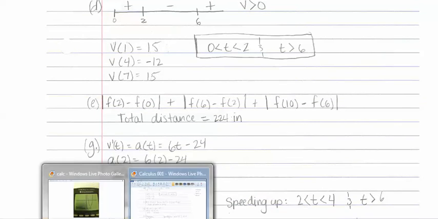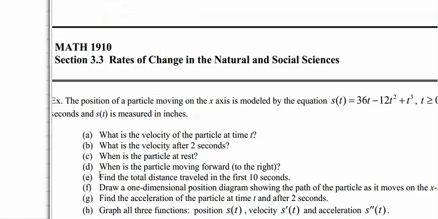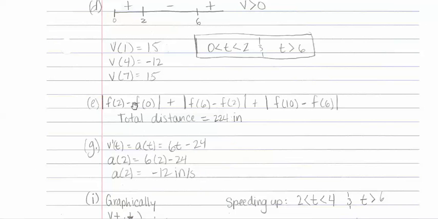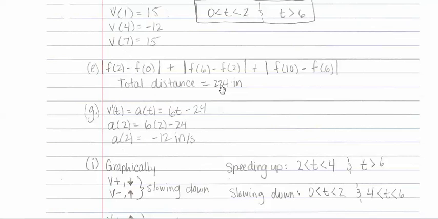Okay, and now I have part E. Find the total distance traveled in the first 10 seconds. So part E, I have absolute value of f of 2 minus f of 0 plus absolute value of f of 6 minus f of 2 plus the absolute value of f of 10 minus f of 6. So the total distance after 10 seconds would be 224 inches.